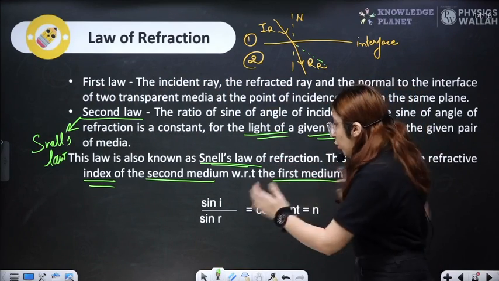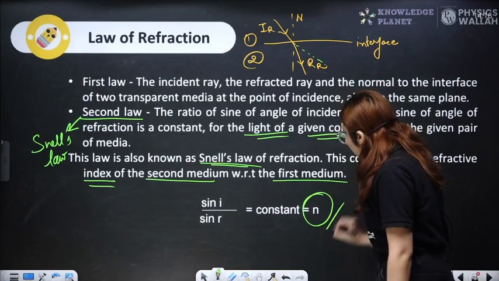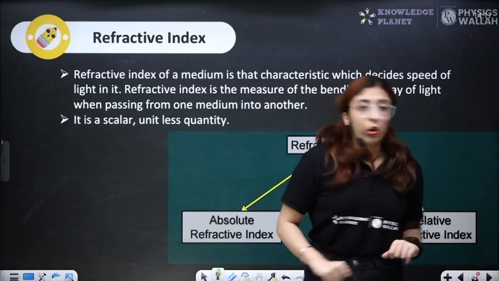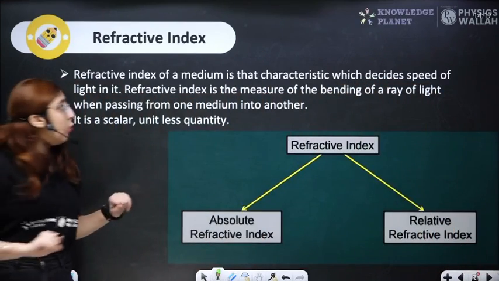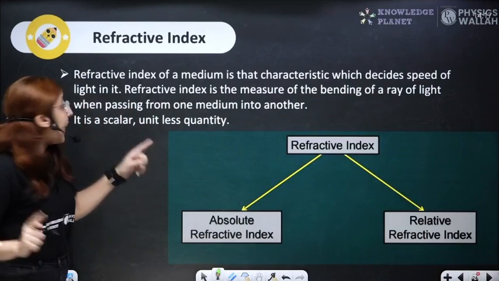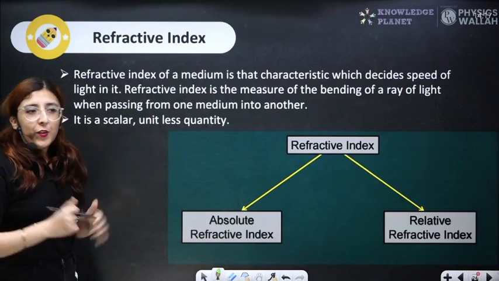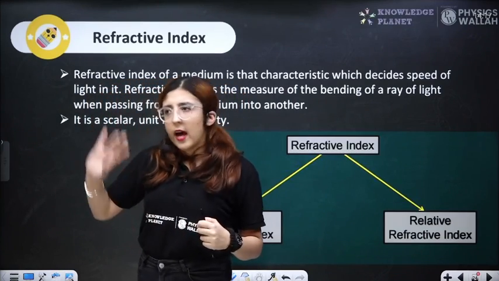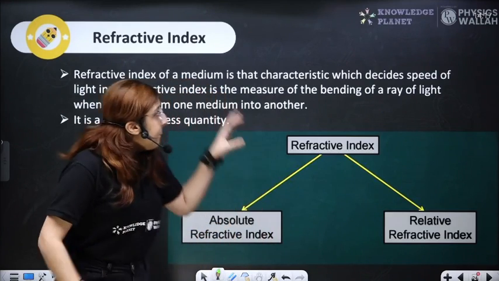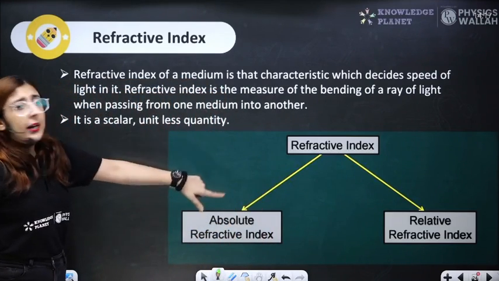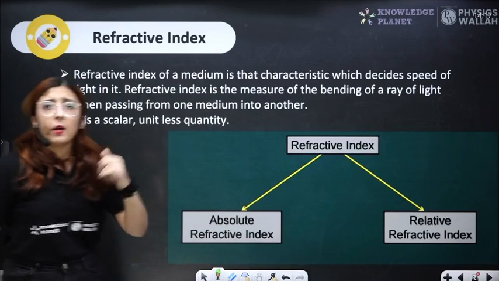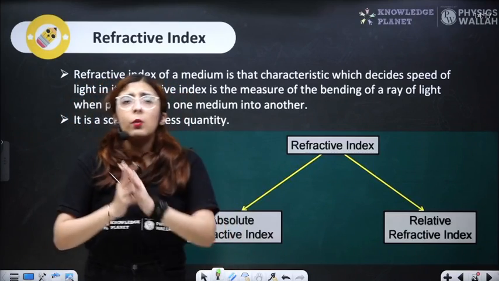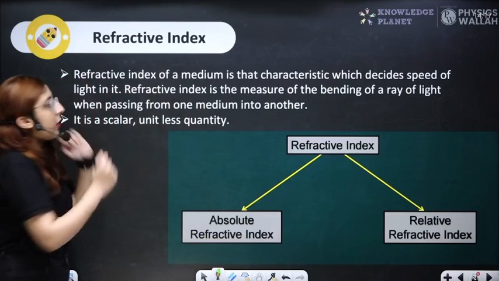Okay, so now we are going to focus on refractive index and understand what exactly it is. Refractive index is the characteristic which decides the speed of light in a medium. If I am oil, the speed of light inside me will of course be different than in air. So the refractive index of the medium decides the speed of light. Bending will take place inside the oil. How much the speed will vary and how much bending will take place, that is certainly decided by the refractive index.